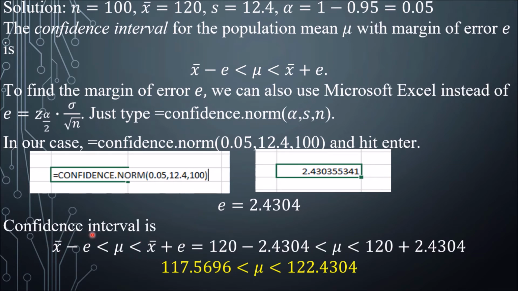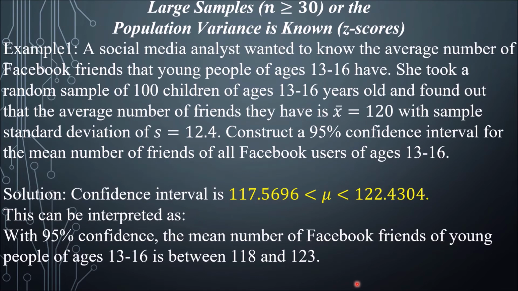The confidence interval is using this one: 120, our sample mean, minus the margin of error is less than the population mean is less than 120 plus the margin of error. So as a result, we have 117.569 is less than population mean is less than 122.4304. This can be interpreted as, with 95% confidence, the mean number of Facebook friends of young people of ages 13 to 16 is between 118 and 123.